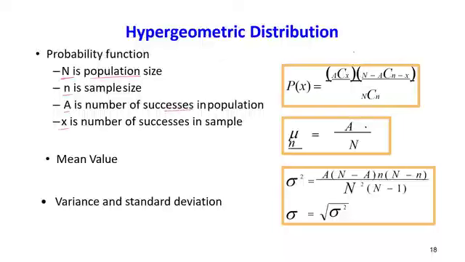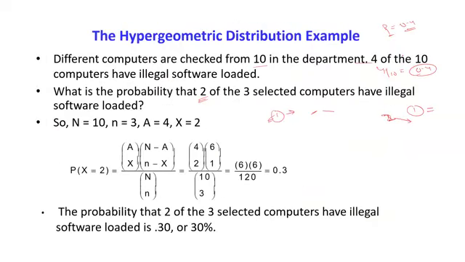Now this is the formula. You need not memorize this formula. It is just for your reference. In Python, you just need to call the right function for each distribution and pass the parameters, and it will give you the probability. So no need to memorize these formulas. It is the combination of A choose x times the combination of N minus A choose n minus x, divided by the combination of capital N choose small n. You substitute the values into this and you will get the answer.